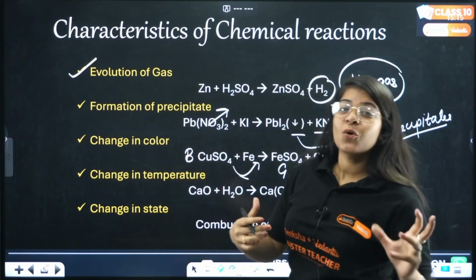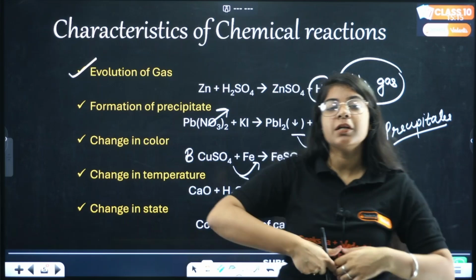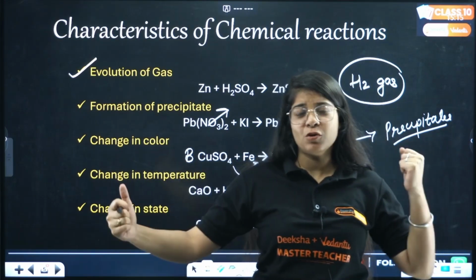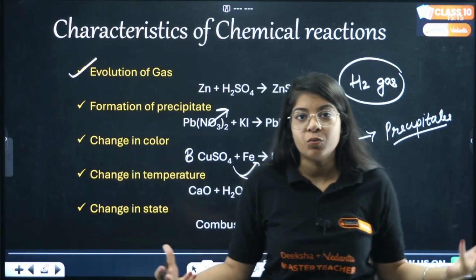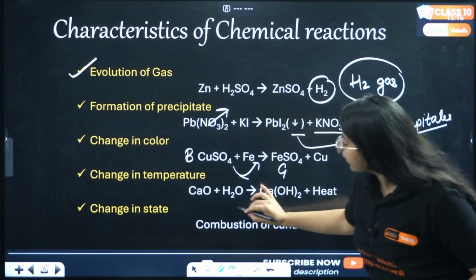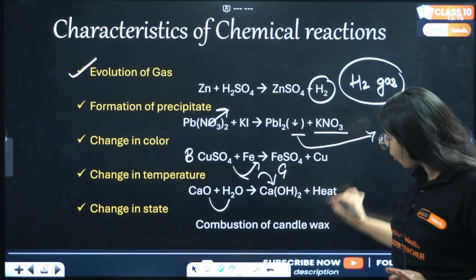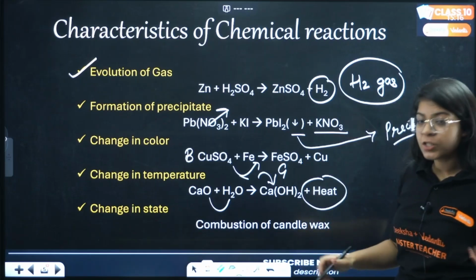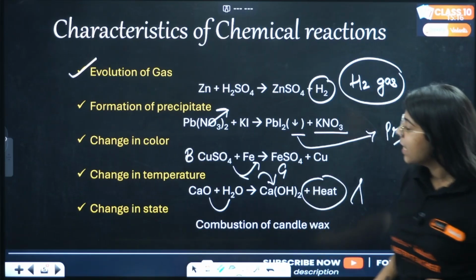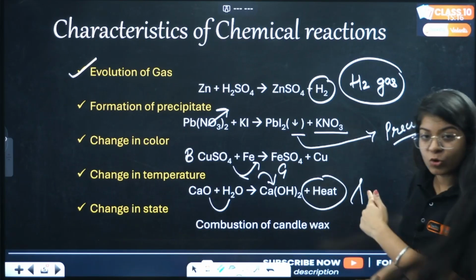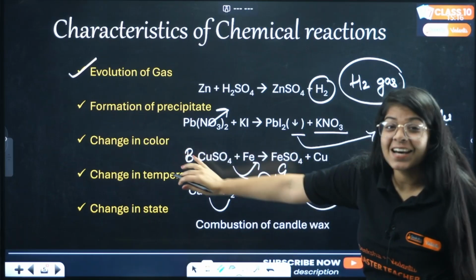So CaO, when you put water in it, it gives so many fumes out, and it gets very hot around it. When CaO is combined with water, it gives Ca(OH)2, but along with that it gives off so much heat. That's the change in temperature.